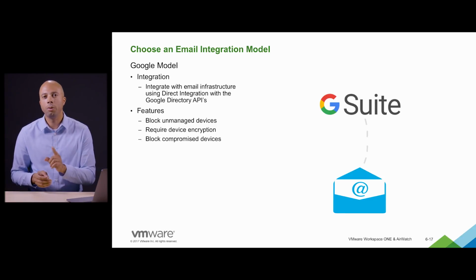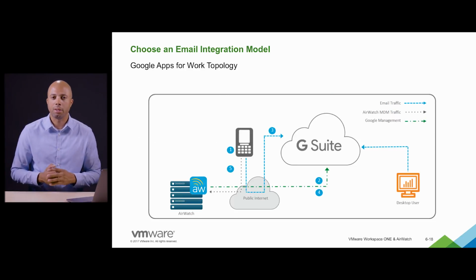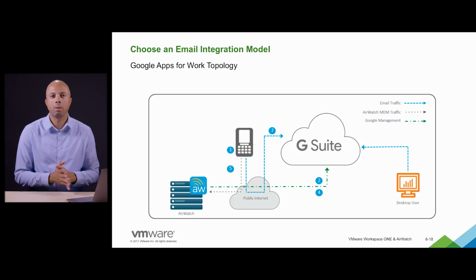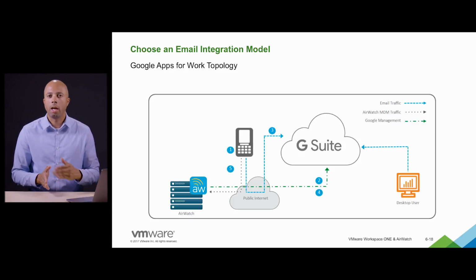And if we use Google APIs, then it's going to look a little bit like this. So you don't need to stand up a server if you're using the Google APIs. You'll just log into the Google Enterprise Management console, and you'll actually grant API support to the AirWatch console. And from there, we can send a list of permissible devices and users, and when that device enrolls, it's going to talk directly to G Suite, and it will push email down to that device.